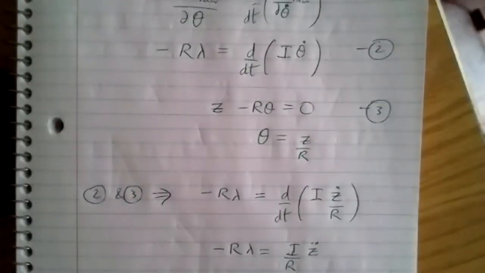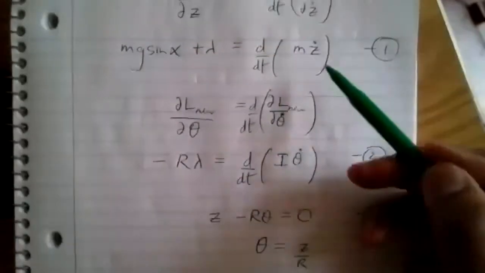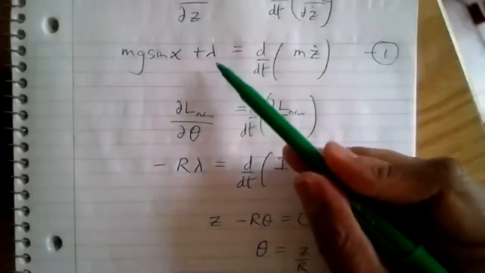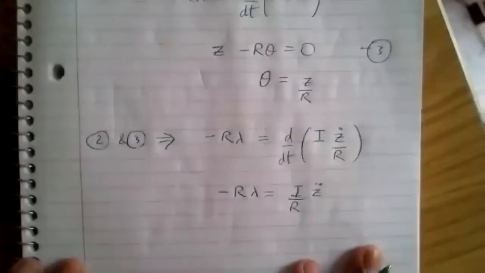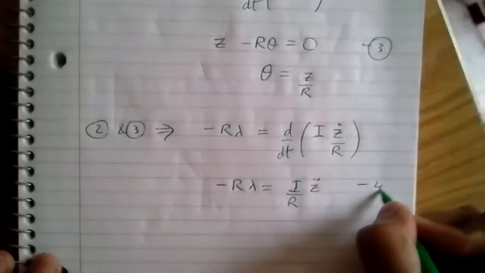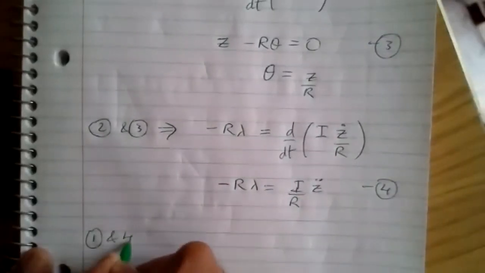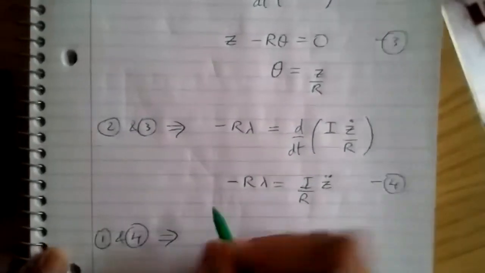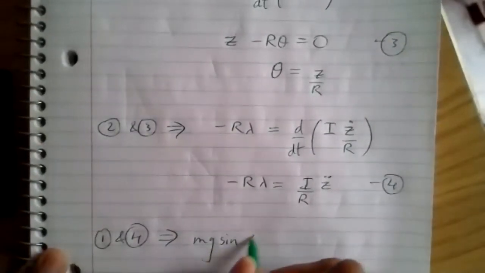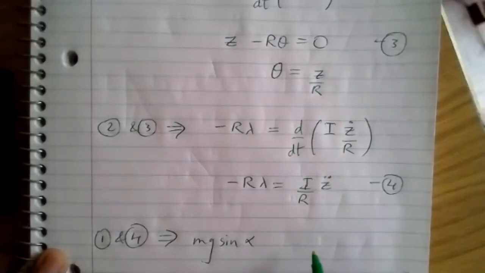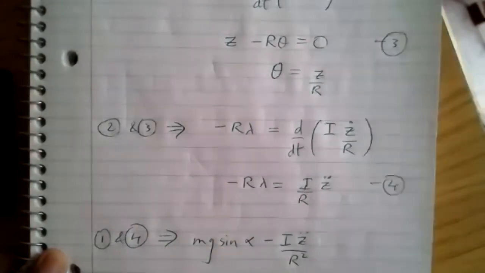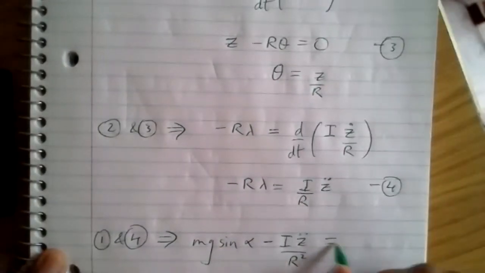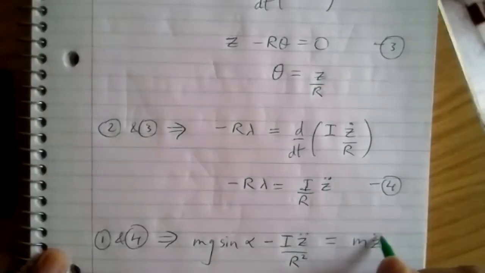Okay, and then I can use this back in equation 1, where I have z dot and lambda, so I can eliminate lambda in favor of z dot, well, eventually z double dot, and put that together. So let me just do that. If I call this equation 4, then 1 and 4 will give me mg sine alpha plus lambda. So it's minus I z double dot over r squared is equal to m z double dot.